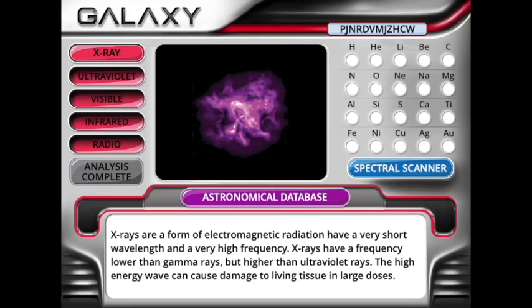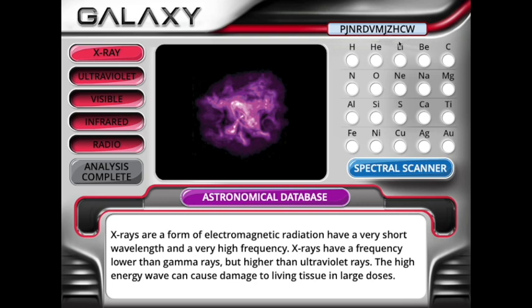Welcome to the Galaxy simulation. In this simulation, your task is to identify an unknown celestial object by observing the emissions from this object using various parts of the electromagnetic spectrum. Please note and record the 12-character code displayed in the upper right-hand corner of the screen.